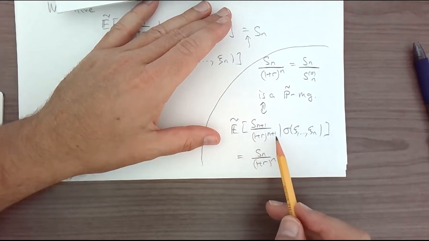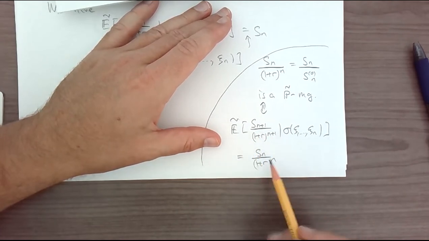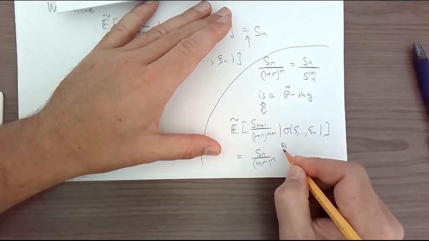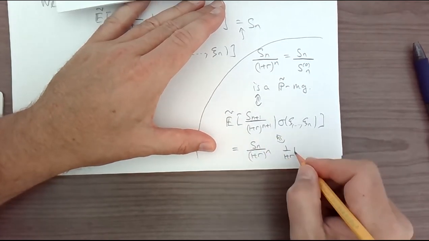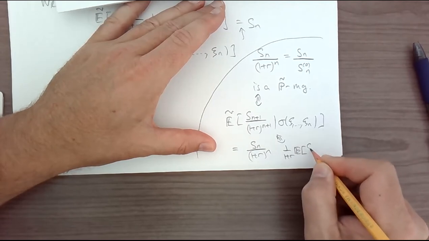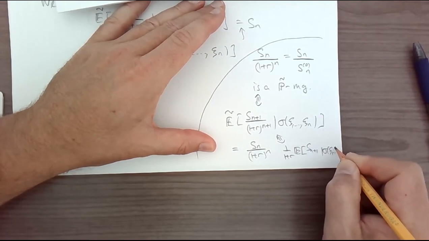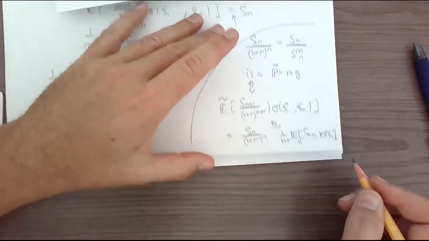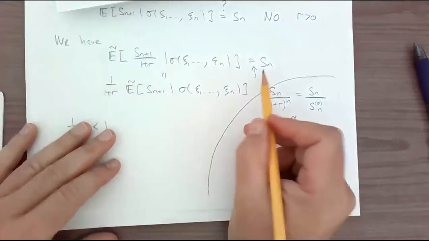This is again a constant coefficient. This is a constant, right? So you can go outside, and so you can cancel out here. Same thing as saying that 1 over 1 plus R times this conditional expectation, and of course I'm running out of space here. So I want all these guys, right? That this is equal to Sn. Okay, yeah, I get it.